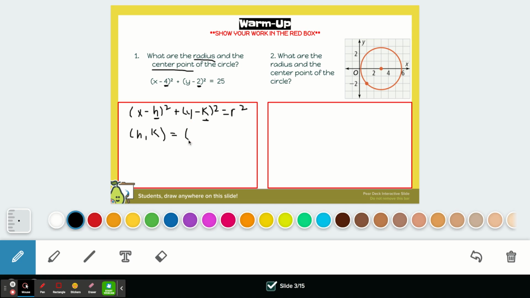So our coordinate point will be 4, comma, 2 for our center, right? And then for the radius, we have 25 in the same position as r squared. So we set r squared equal to 25. And we know in order to get rid of a radical, we have to take the square root of it. What we do to one side, we do to the other. So r in turn is equal to 5, right?